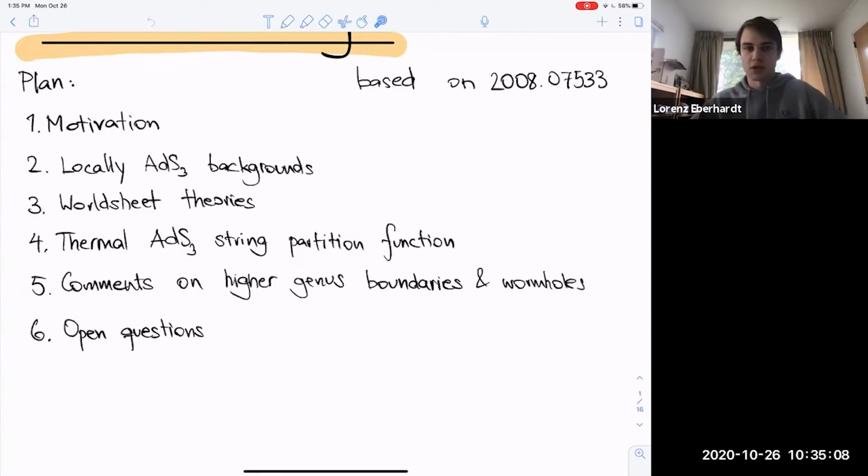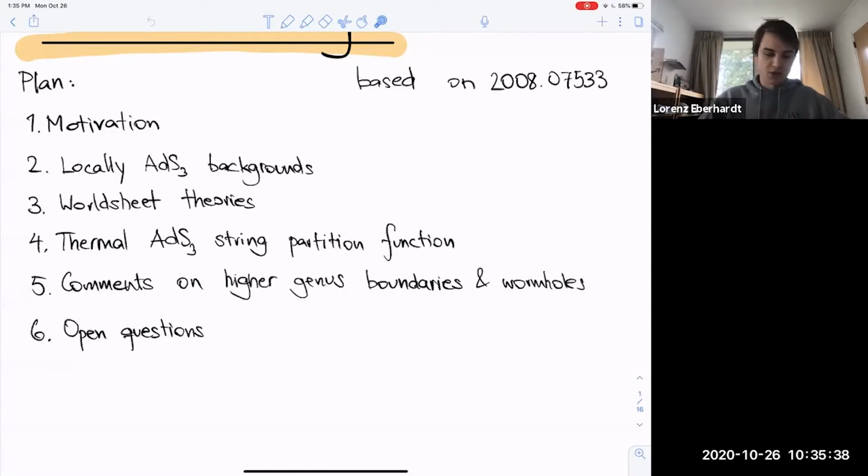And then I will show you one computation that you can do, namely to compute the corresponding string partition function on one of these backgrounds. And I will pick the simplest one, which is thermal AdS3. So the idea is to compute that string partition function. We can do it to one loop. And then from here, there are some interesting puzzles and physical lessons, I think, to be learned.